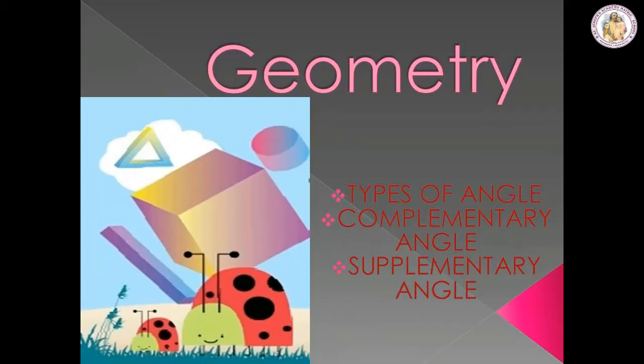The unit name is geometry. Geometry is the archetype of the beauty of the world. In this chapter we are going to discuss what the types of angles are, and what complementary and supplementary angles are. Let us move to the video session. Unit 1 from Maths. The chapter name is Geometry. In this geometry, we are going to see types of angles, complementary angles, supplementary angles.